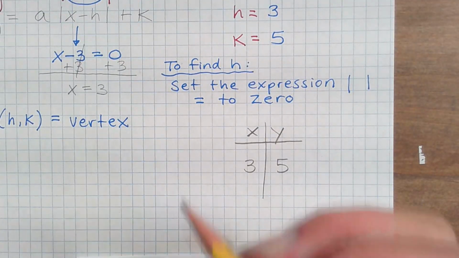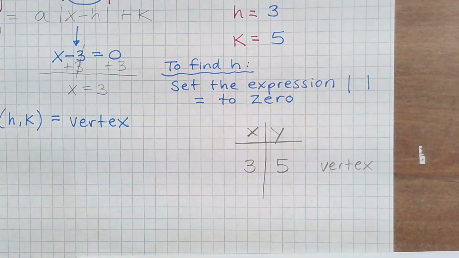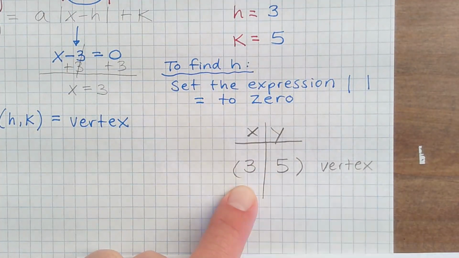That is my vertex. That means I have other points on both sides of that point. The vertex splits the graph in the middle. So remember when we were doing the graphs the other day and you were like, well, is it just random points that we pick? Not necessarily, because now we know that 3, 5 is the vertex.